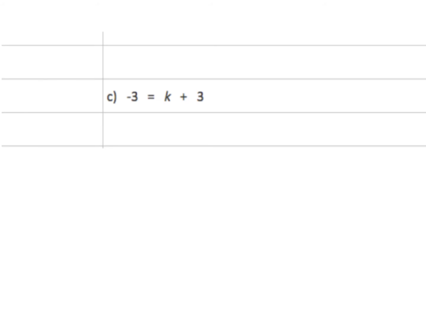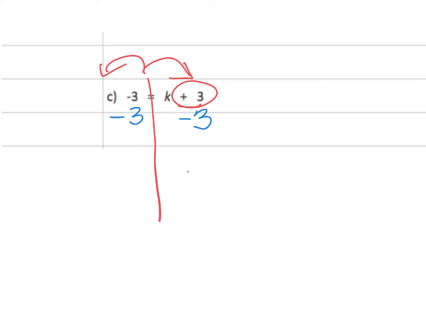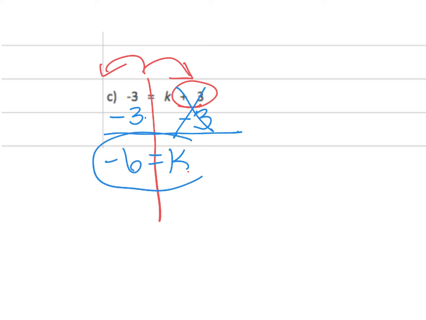Now our equation is flipped around a little bit, but that is fine. What we do on one side, we still have to do on the other. They're adding 3, so we're going to do the opposite. We're going to subtract 3, and we're going to do it on both sides. So plus 3 minus 3 cancels out, leaves us with k. Negative 3 minus 3 gives us a negative 6, and there's our solution.